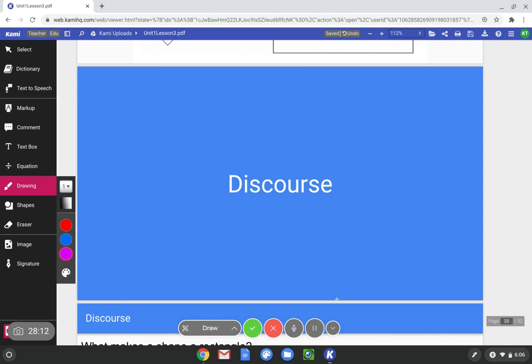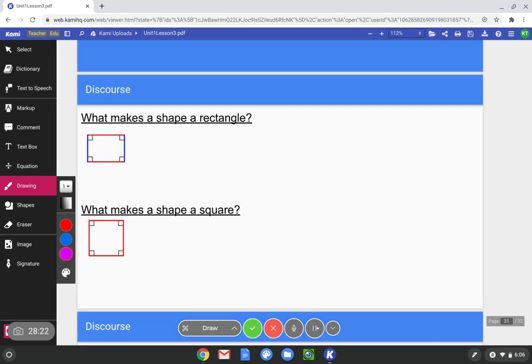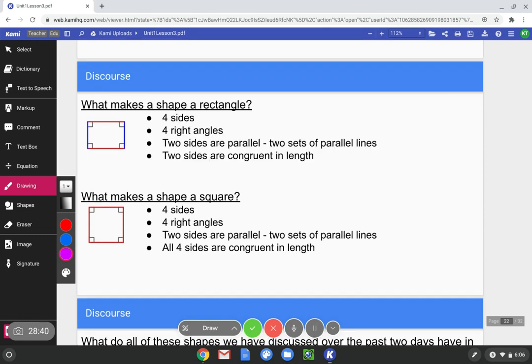During the discourse, we're going to be asking some questions, and after we ask the questions, pause the video and think about your answer. Make sure you have a reasoning behind it. What makes a shape a rectangle? What makes a shape a square? Write down the attributes, and we can figure out through the attributes why it's classified as a rectangle and a square. Remember, we have to start broad and work our way in. First, we realize that it has 4 sides, so it's a quadrilateral.